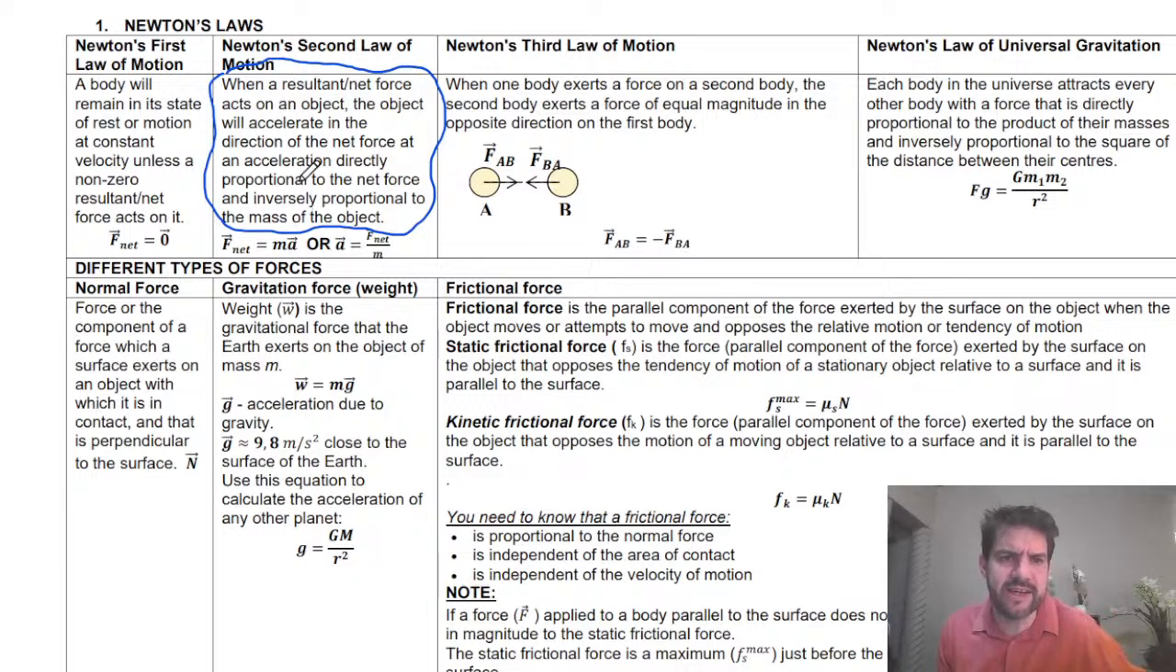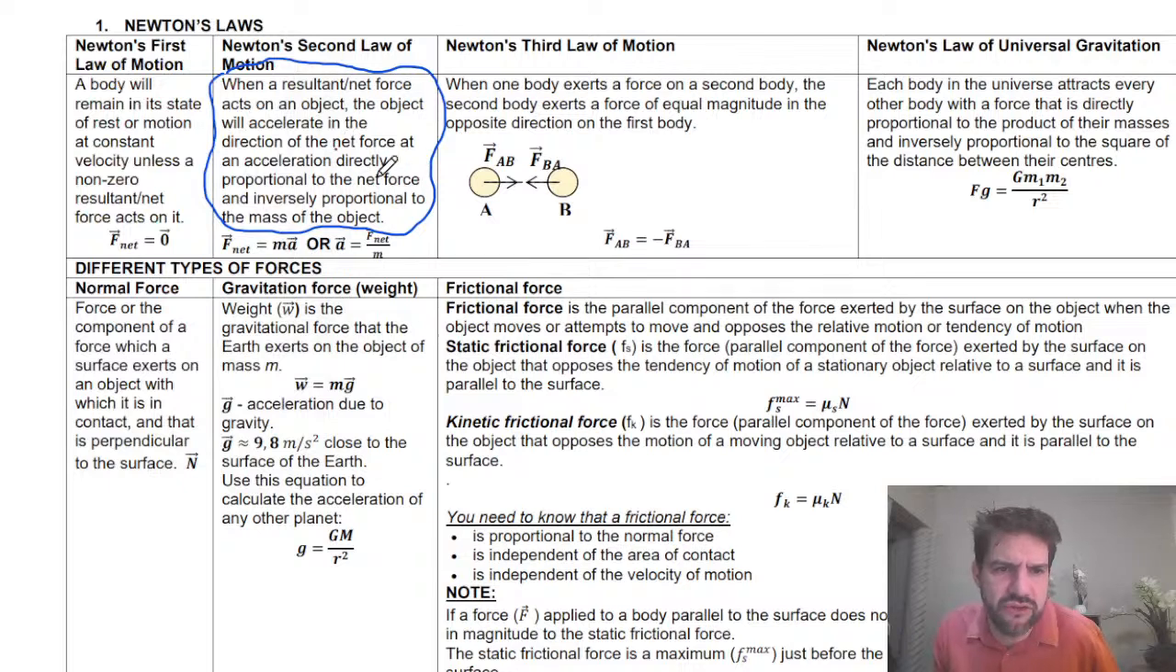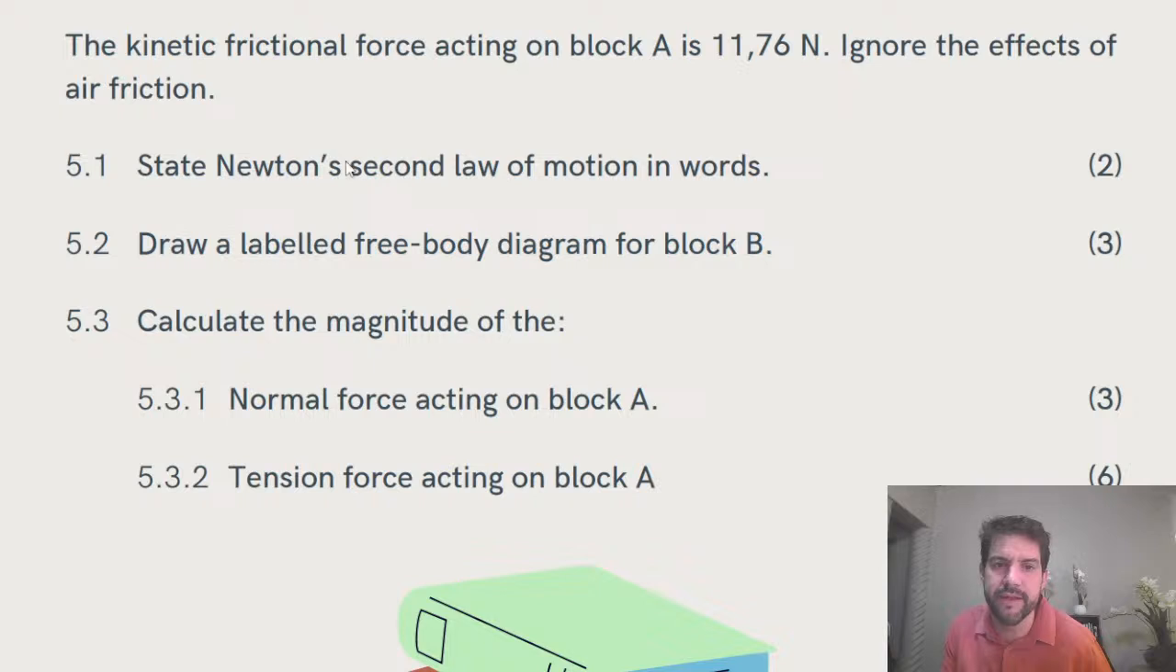They say when a resultant net force acts on an object, the object will accelerate in the direction of the net force. The acceleration is directly proportional to the net force, and you will get 1 mark for saying that. That is the first mark. And inversely proportional to the mass of the object. That is the second mark. So there are 2 marks for the definition. You have to learn the definition because those are the easiest marks you can possibly get.